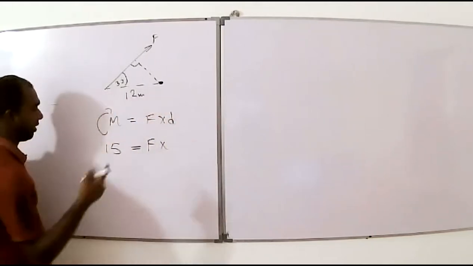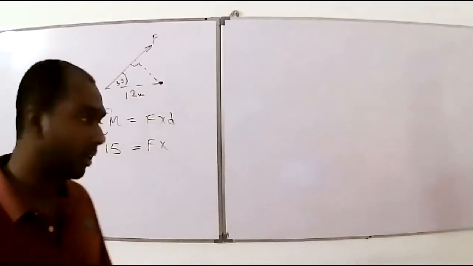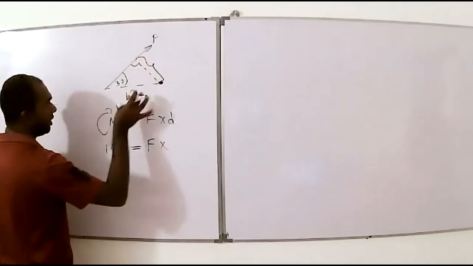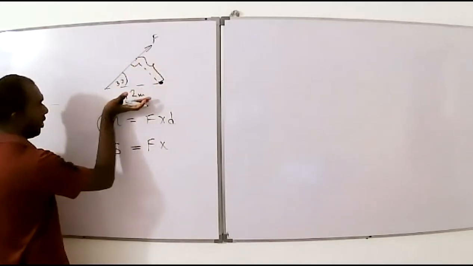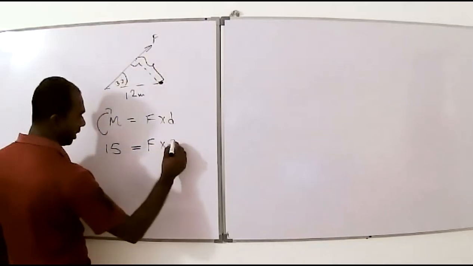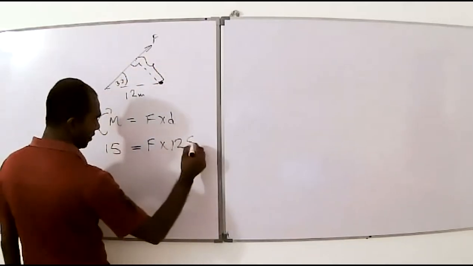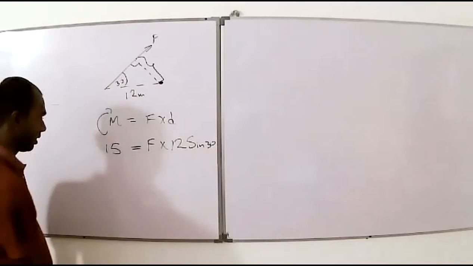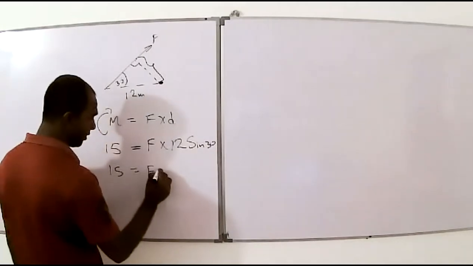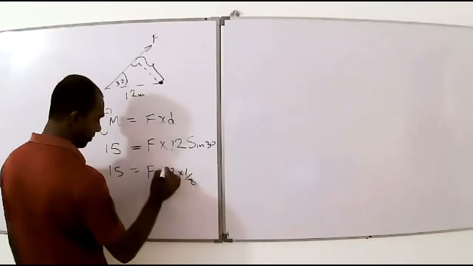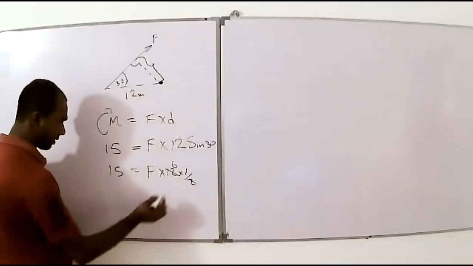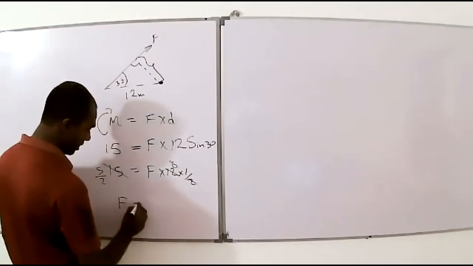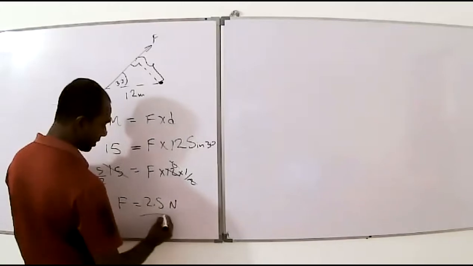Do we take this 12 meters? No, we have to take the perpendicular distance. How can we take the perpendicular distance? From very simple trigonometry, you should know this is equal to the opposite side. So 12 meters times sine 30. Sine 30 is a known value. How much? Sine 30 means half. So it equals 12 times half, so this becomes 6. Then you divide both sides by 6. So you get 5 over 2. So F equals 2.5 Newtons.